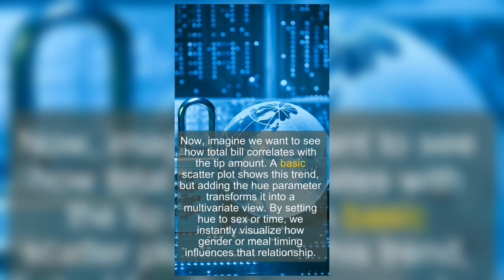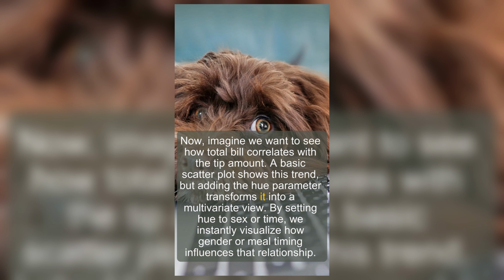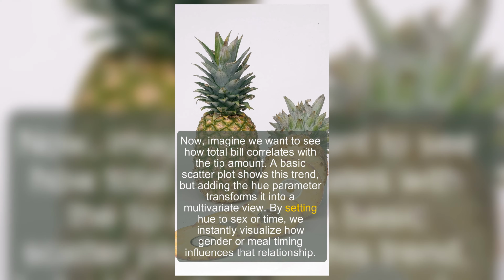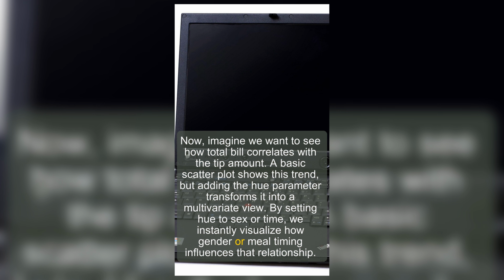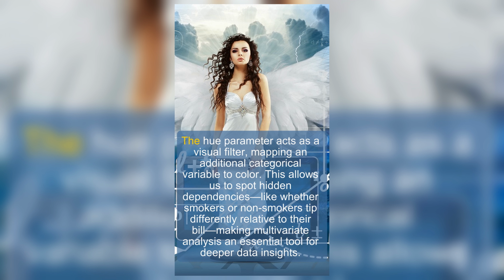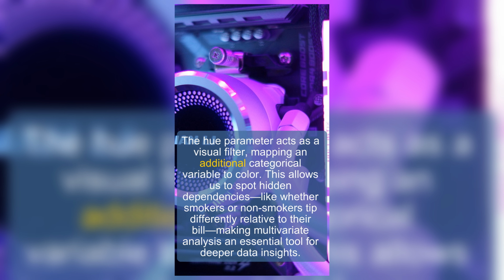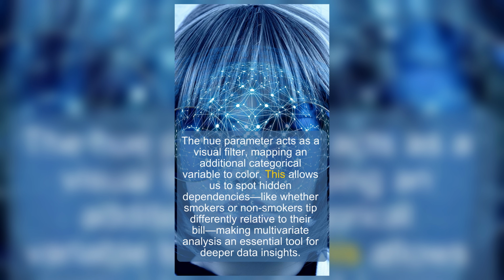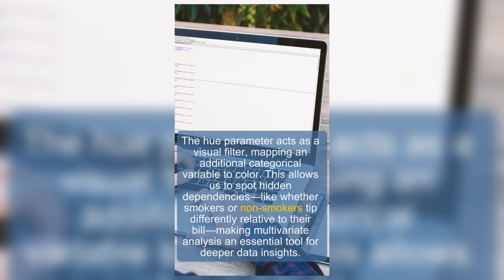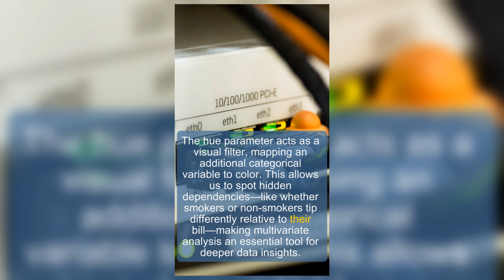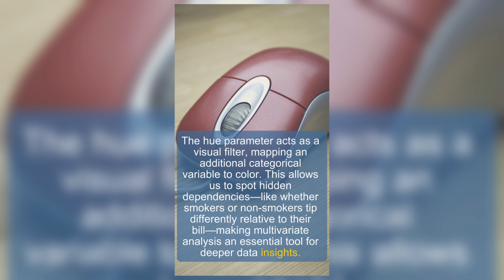A basic scatter plot shows this trend, but adding the hue parameter transforms it into a multivariate view. By setting hue to sex or time, we instantly visualize how gender or meal timing influences that relationship. The hue parameter acts as a visual filter, mapping an additional categorical variable to color. This allows us to spot hidden dependencies, like whether smokers or non-smokers tip differently relative to their bill, making multivariate analysis an essential tool for deeper data insights.